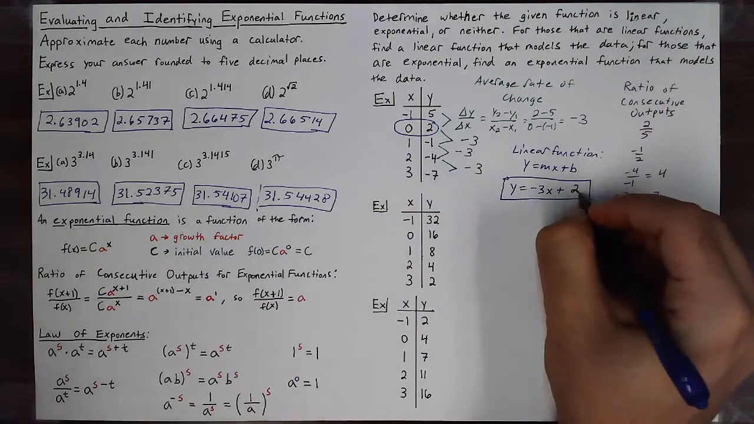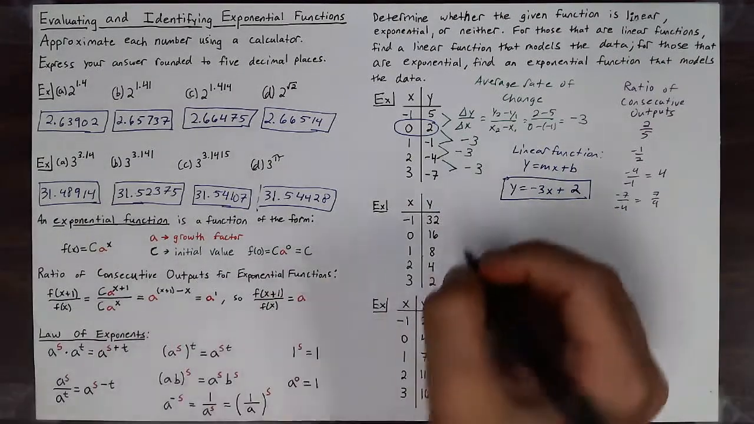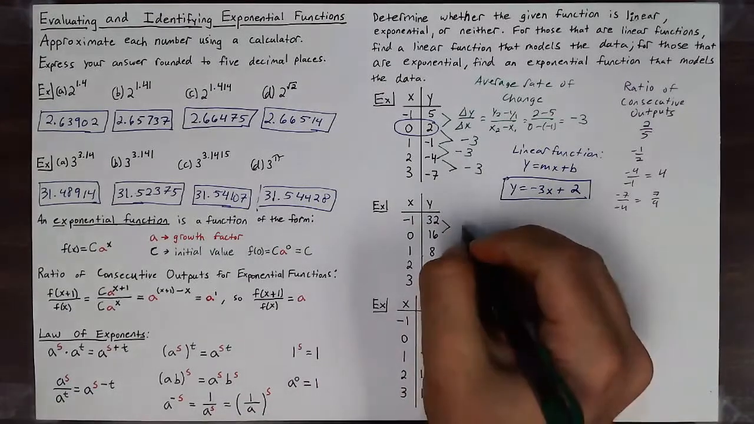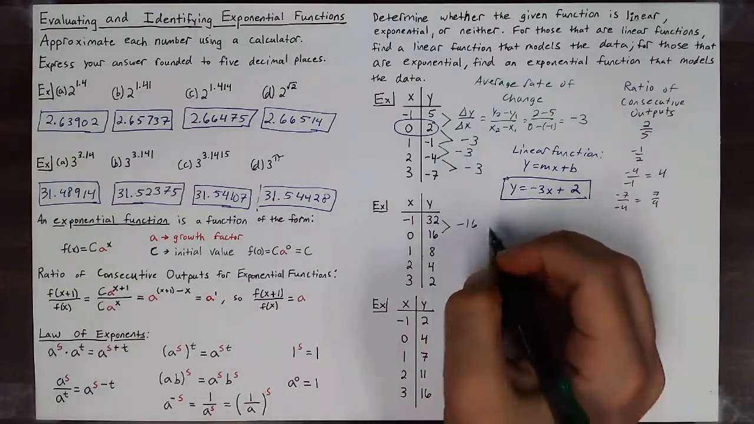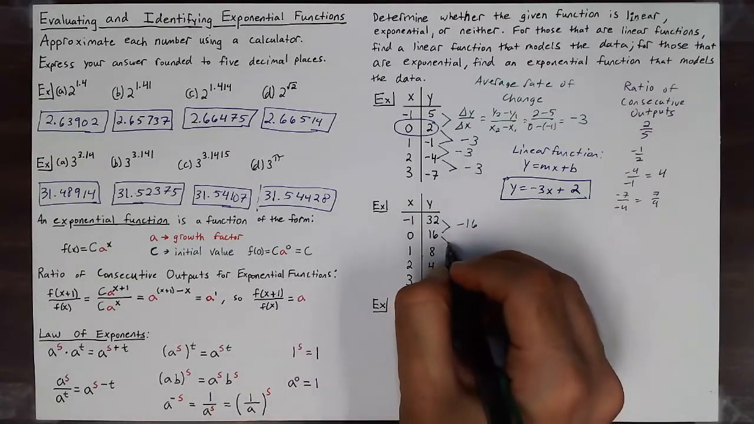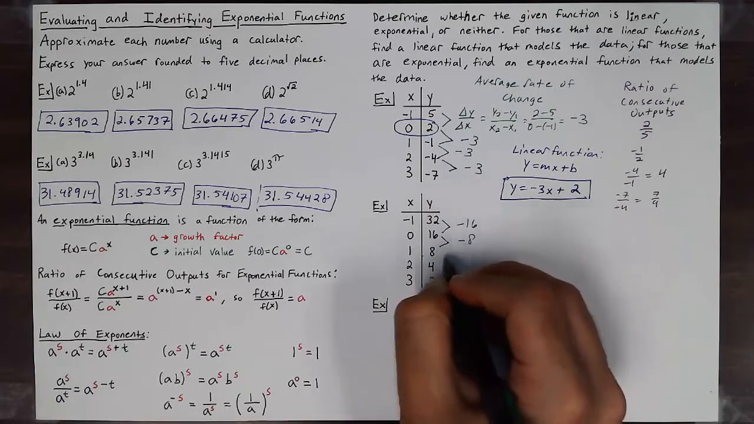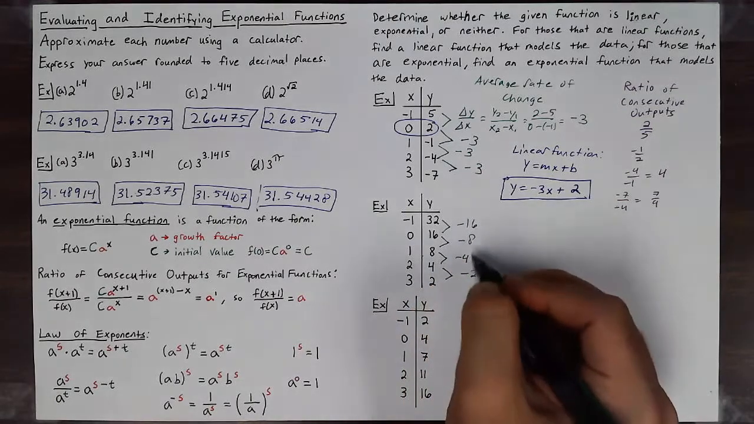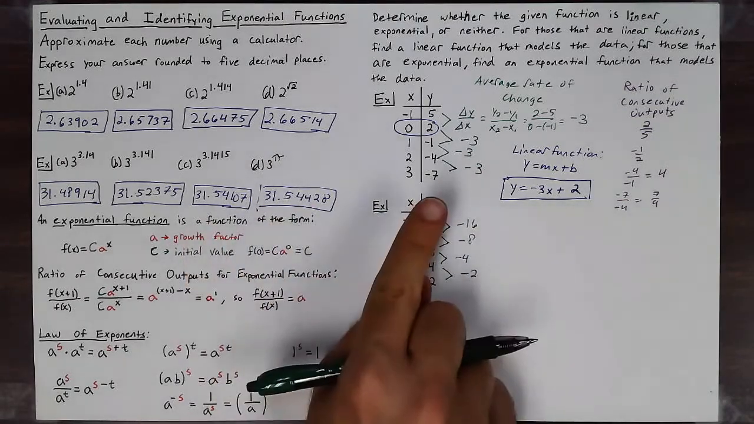Let's try this again with the next example. So again, using that slope, as I go from 32 to 16, it goes down by 16. 16 to 8 goes down by 8. 8 to 4 goes down by 4. And from 4 to 2 goes down by 2. You'll see here, none of these are constant, so this is not a linear function.